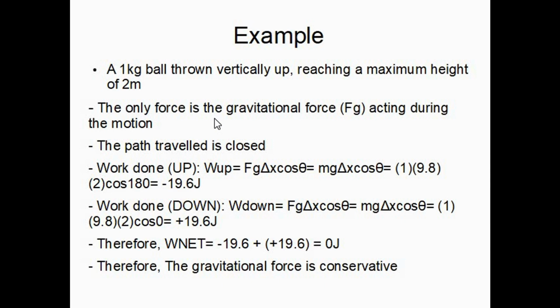The only force acting during the motion is the gravitational force, Fg, because it's free falling. You've thrown it up, and it's coming back down. So the path that is traveled is closed. It's not going anywhere else. We're just throwing a ball vertically upwards. Now we need to calculate the work done upwards. The work done by the upward motion, we denote it by W up.